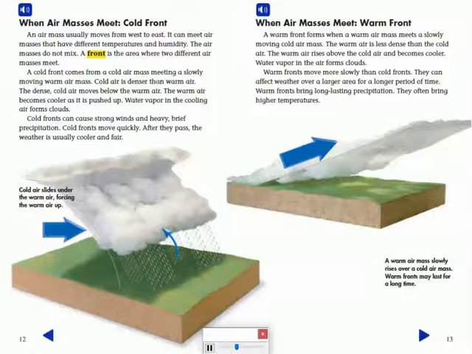A cold front comes from a cold air mass meeting a slowly moving warm air mass. Cold air is denser than warm air. The dense cold air moves below the warm air. The warm air becomes cooler as it is pushed up. Water vapor in the cooling air forms clouds. Cold fronts can cause strong winds and heavy, brief precipitation. Cold fronts move quickly. After they pass, the weather is usually cooler and fair.